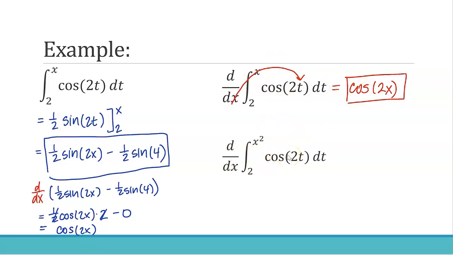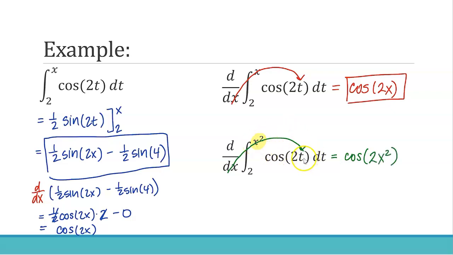Now the last answer here is just that extension to this part of the fundamental theorem of calculus. I have the derivative with respect to x of the integral from 2 to x squared of cosine 2t dt. Now on this one, it's not just an x, it's an x squared in the upper limit of integration. It's a function of x. So when we use the idea that it's going to cancel out and the x squared goes into the t, we have to be careful. So we are going to have cosine of 2x squared.